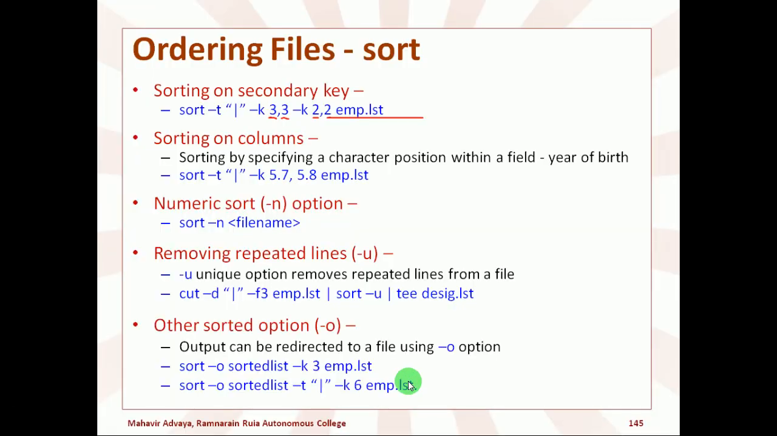There are other options for creating the file, so you can redirect the output directly using the -o option. So instead of redirecting your output using a pipe or tee, you can simply use -o and the new file name. So sorted list becomes your new file name here, that will store the sorted information in this file. So again we'll have a look at this.